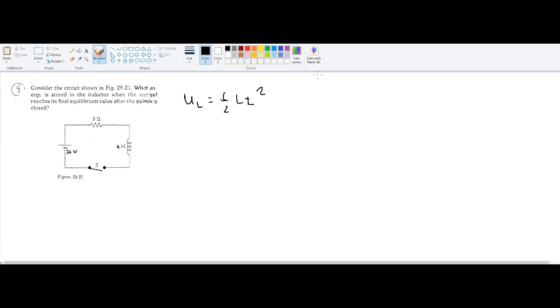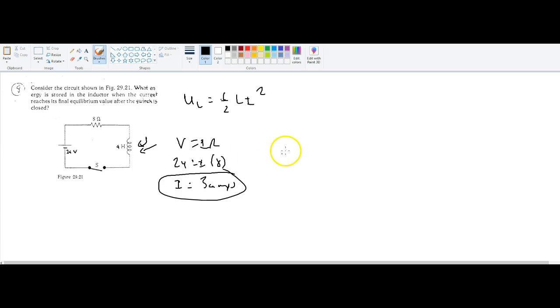Equilibrium is when the inductor has stopped yelling, "Get off my lawn! Get off my lawn!" Once it's stopped yelling, pretty much the inductor is sitting there watching the current go by and not bothering at all, which means V equals IR. Voltage is 24. I is equal to, my resistance is 8. So I get a current of 3 amps. Once I have that my current is 3 amps, this should be child's play.